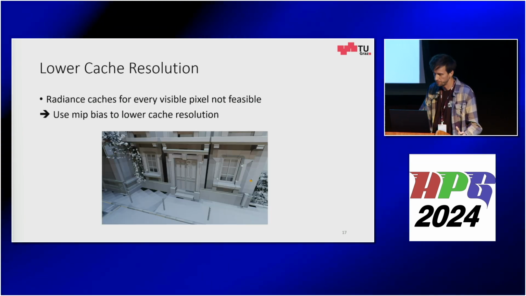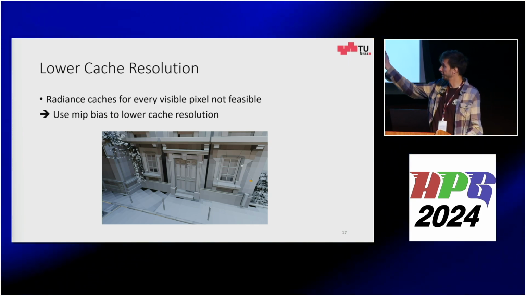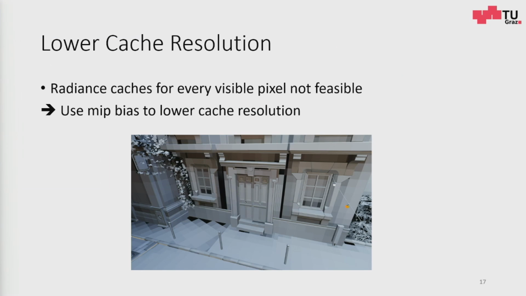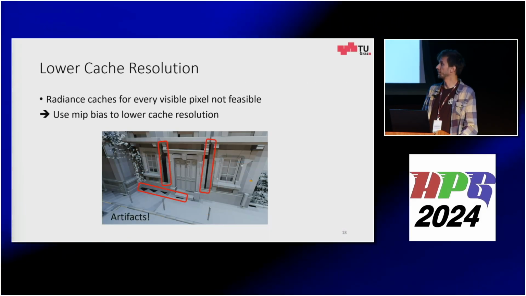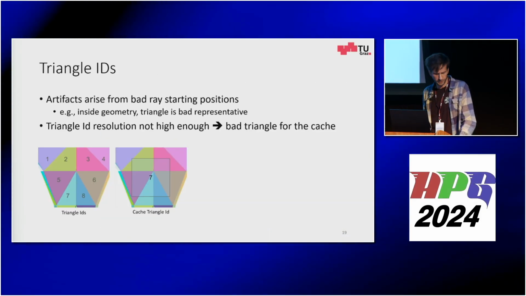And using the MIP bias, we can control the size, but as you probably might have already seen, there are some artifacts here. Those are those black areas here. What happens here is that the ray starting positions actually fall inside geometry. This is because the triangle ID resolution is not high enough, so bad triangles are picked for ray starting positions. So what is the triangle ID?